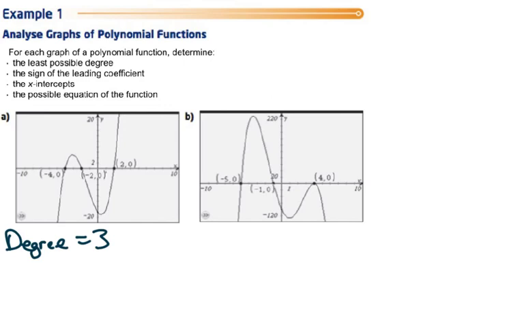In B, we also have 3 x-intercepts, except this one here at 4 bounces off, meaning it has a multiple. This x-intercept at 4 bounces off the x-axis, meaning that x-intercept has a multiplicity of 2. So we have a multiplicity of 2, and multiplicities of 1 here, meaning our degree would have to be 4.